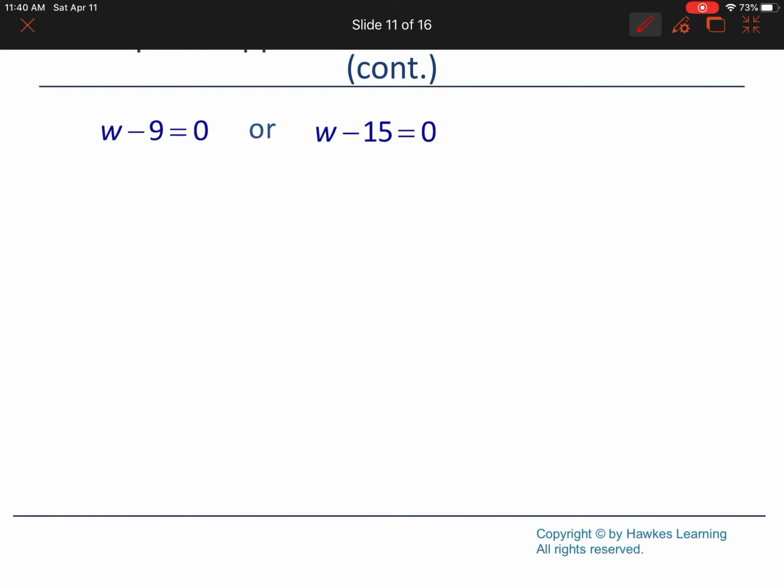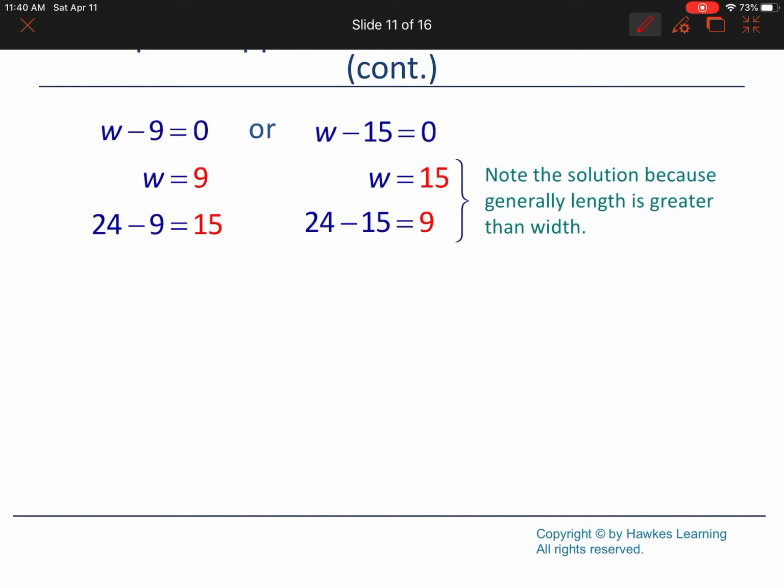All right, so those are my two numbers, w minus 9 and w minus 15. And then I solve each one of those. And you notice that in both of these cases, we have 9 and 15 as the length and the width. Typically, we generally think about length being longer than width, and so we'd probably go for this one, but it really doesn't matter. In fact, it just asked for the dimensions, so we can say the dimensions are 9 by 15.